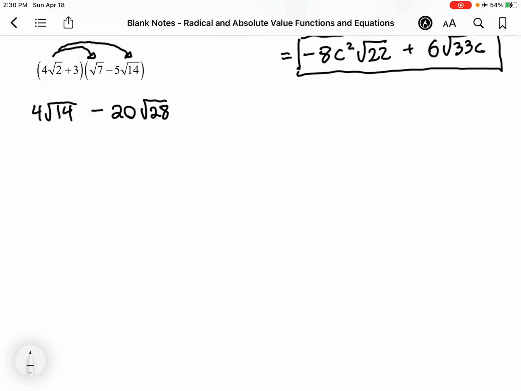And then I can move on to the second set of distribution of multiplication, and now I need to multiply the 3 by both radicals in the second bracket. So 3 times the square root of 7, so plus 3 root 7. And then minus 3 times 5 is minus 15, square root of 14.